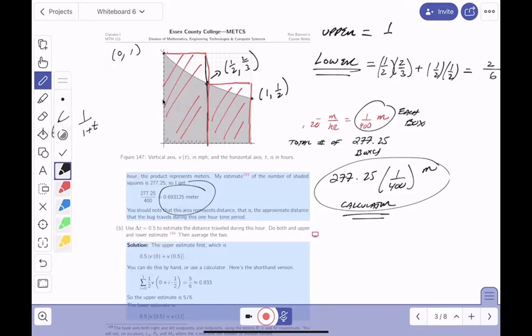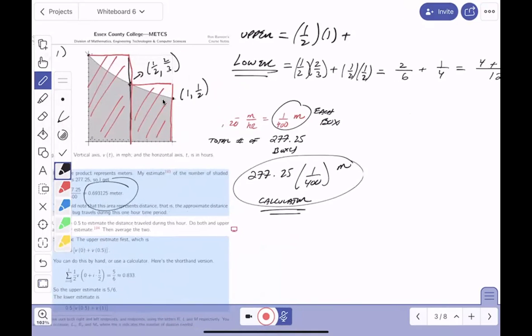Well, it's going to be 1/2. What's the base of that? Yeah, it's 1/2. What's the height of that? 1 unit. Plus, let's do the next rectangle. The base of it's 1/2. And what's the height of it? It's 1/2. So what'd you get over there?